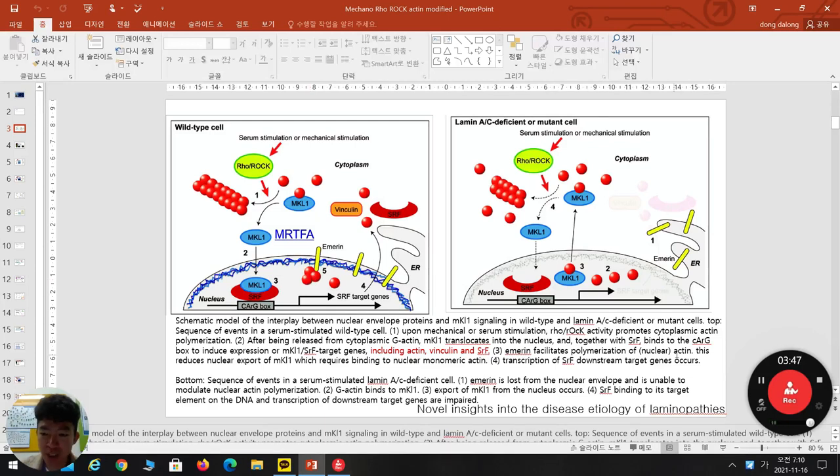emerin facilitates the polymerization of nuclear actin, and this reduces nuclear export of MRTFA, which requires binding to nuclear monomer actin. So interestingly, when MRTFA wants to go outside, it needs globular nuclear actin. But here, because of emerin, the nuclear actin inside the nucleus is well developed, so there is less monomer globular actin, and MRTFA cannot go outside easily.